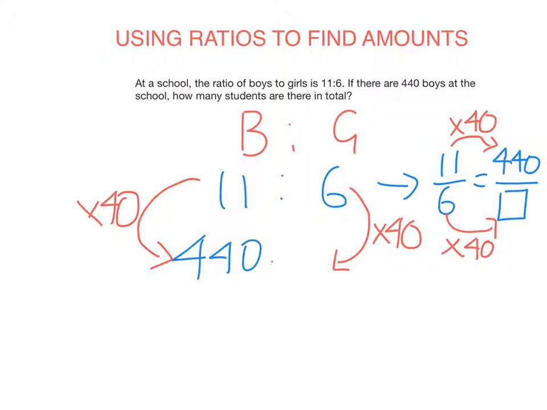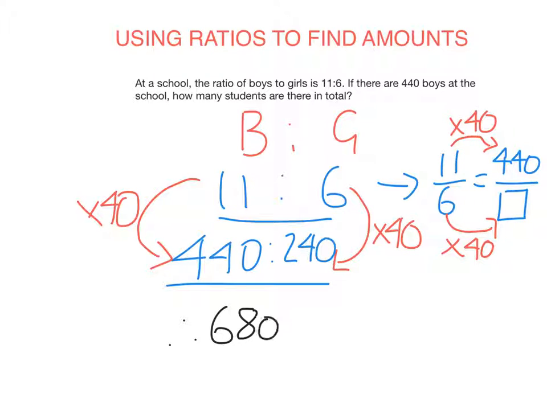So 6 times 40 is 240. So this 440 to 240 is an equivalent ratio to 11 to 6. So I've answered my question. There are 440 boys at the school and 240 girls, so you just add them together and you get 680 students. So therefore, there are 680 students at the school, 440 are boys, 240 are girls, and that means that the ratio of boys to girls is 11 to 6.